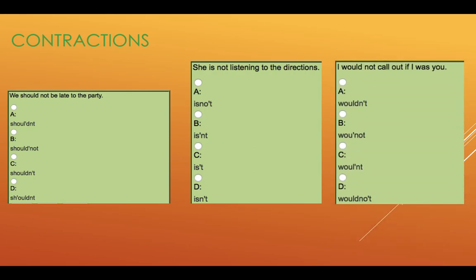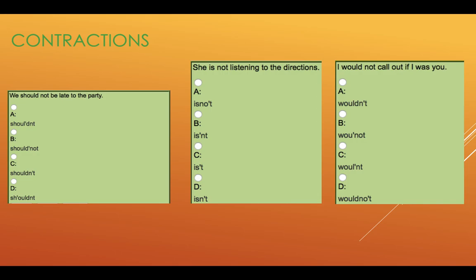And number 3, I would not call out if I was you. How do you change would not to its contraction form? Remember, the apostrophe is used to show, in this case, a letter is missing. So do you spell would not as A to change it to wouldn't, or B, or C, or D? Right, I'll count to 5 and then we're going to mark these now. So 1, 2, 3, 4, 5.